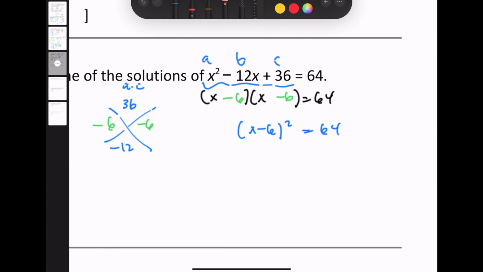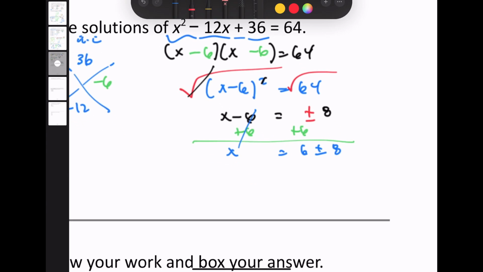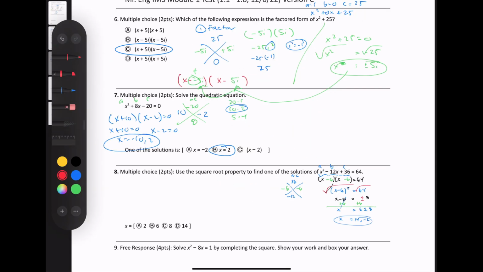The expression on the left side is now isolated, so I could take the square root. When I do the square root, I'm going to have plus or minus. This goes away. And if I add 6, it's going to go to the left. X equals 6 plus or minus 8. So 6 plus 8 is 14. 6 minus 8 is negative 2. All right, so my choices are 14 and negative 2. That would be, in this case, D is my answer.